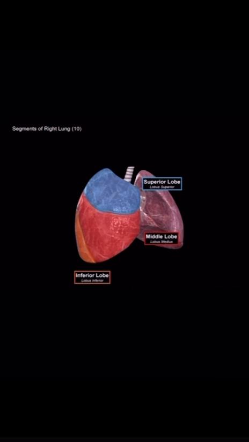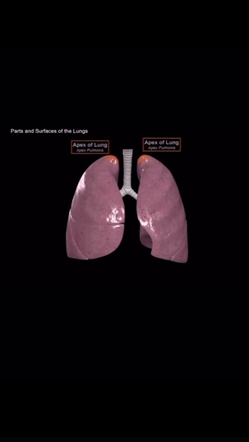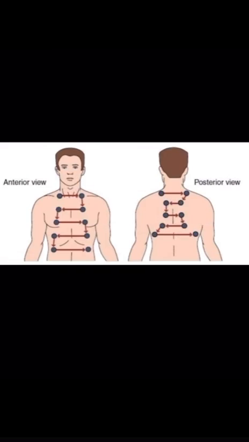The right lung has three lobes: the upper, middle, and lower lobe. The middle lobe is in line with the fourth intercostal space, whereas the left lung only has upper and lower lobes due to sharing space with the heart. The superior region of the lungs is called the apex, and the inferior region is known as the base.